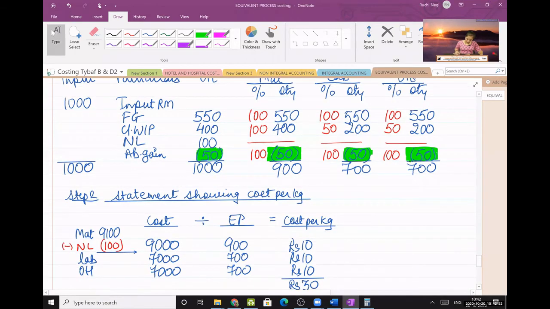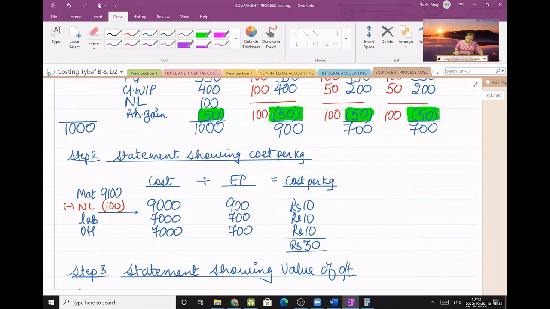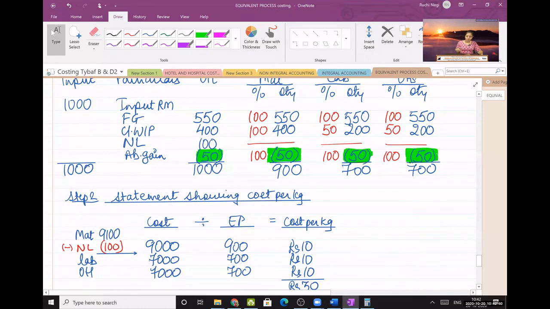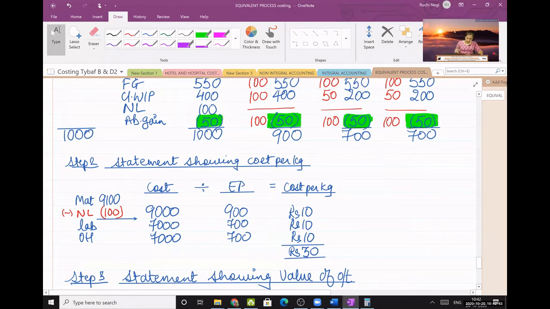So, I told you this has to be equal. Then total this. And don't forget, you have to minus the abnormal gain. So 900, 700, 700 will be your total. Then step 2, calculate the CPU, cost per unit.